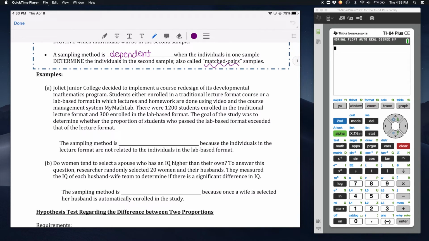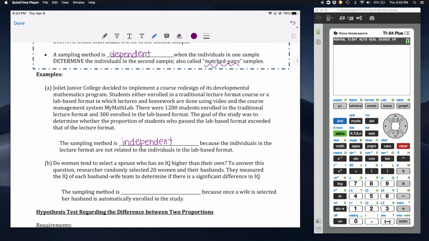Gillette Junior College decided to implement a course redesign of its developmental mathematics program. Students are either enrolled in a traditional lecture format course or a lab-based format, in which lectures and homework are done using video and the course management system MyMathLab. There were 1,200 students enrolled in the traditional format and 300 enrolled in the lab-based. The goal of the study was to examine whether the proportion of students who passed the lab-based format exceeded that of the lecture-based format. So here, the sampling method is independent because the individuals in the lecture format are not related to the individuals in the lab-based format.